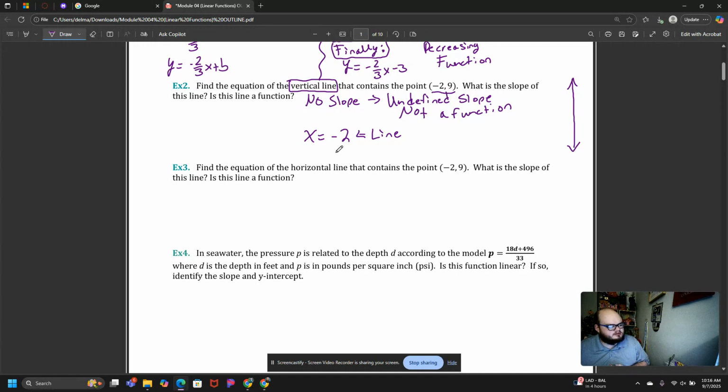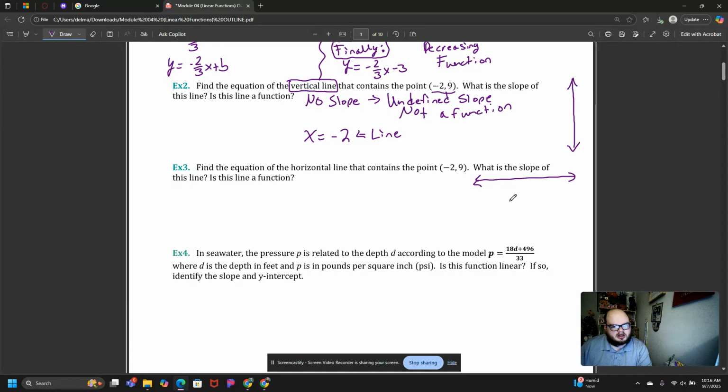What is the slope of this line? Is this line a function? So horizontal lines, they run but they don't rise. Okay, so we got some run but we don't have a rise. And that's okay. We can have a run without a rise, okay?